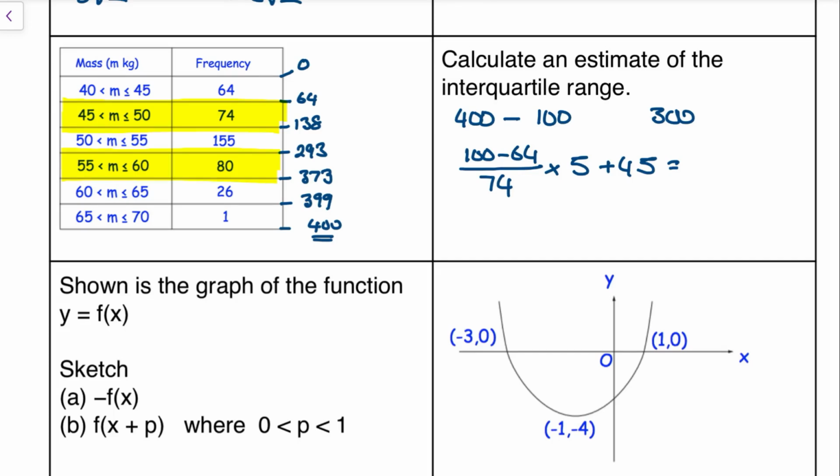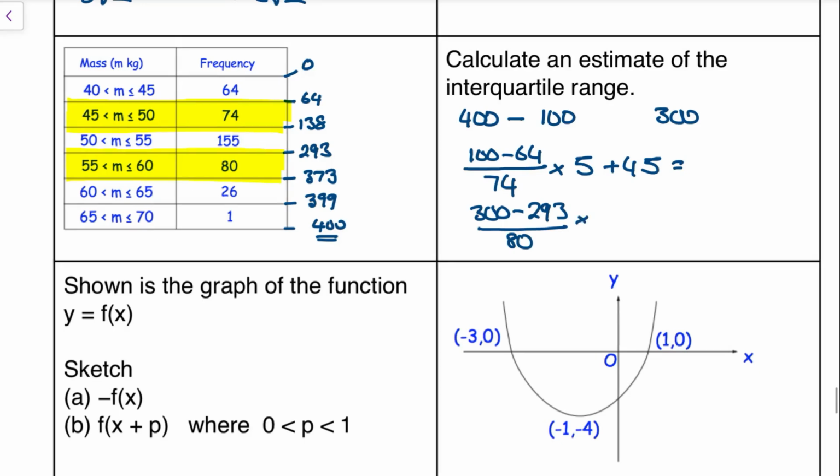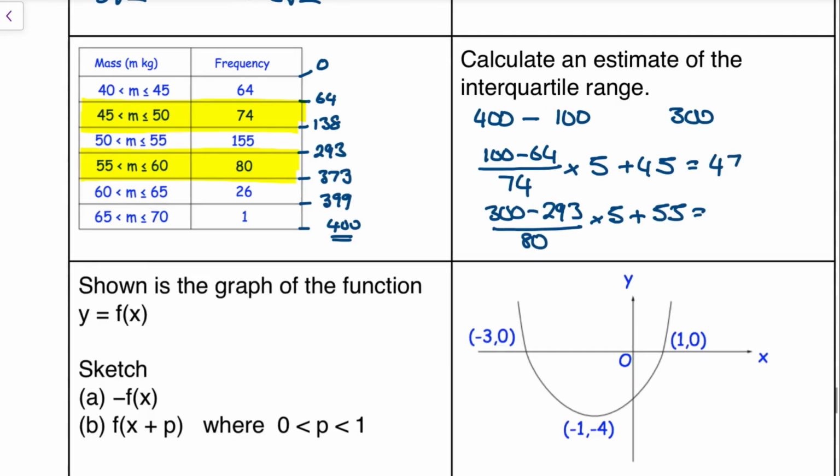Let's do the 300 one. So 300 minus 293 at the start of the range, divide by the number of items in the range, and then multiply that by the length of the range, which is 5, and then add on the start of the range, which is 55, and that's my calculation. Let's get my calculator out. So my calculator tells me that this is 47.4.